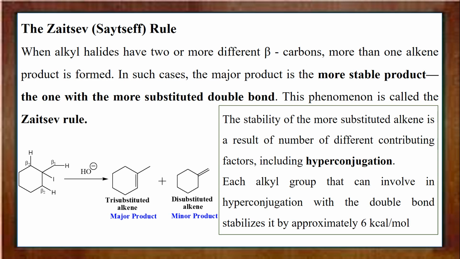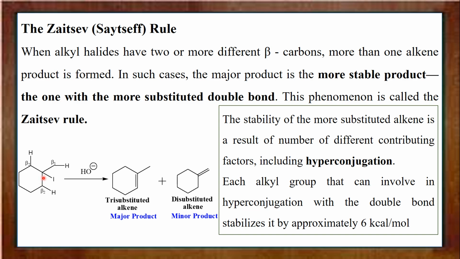All E2 elimination reactions obey the Zaitsev rule. According to the Zaitsev rule, when an alkyl halide has 2 or more different beta carbon atoms, more than one alkene product is formed. In such cases, the major product is the more stable product, that is the one with the more substituted double bond. This is called the Zaitsev rule, and it is explained with an example here.